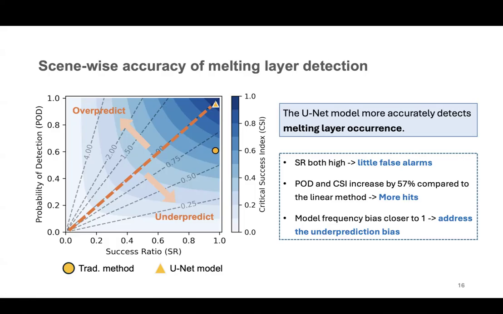It indicates that the UNet model has addressed the underprediction bias well compared to the traditional algorithm.